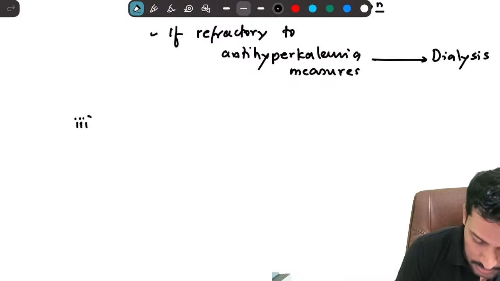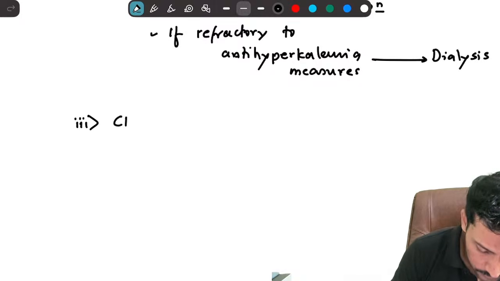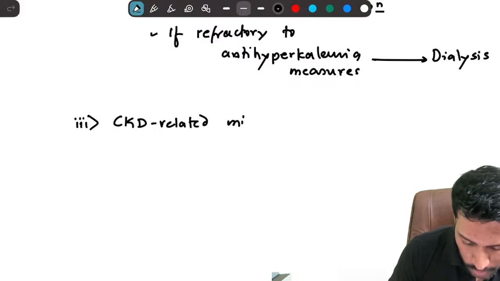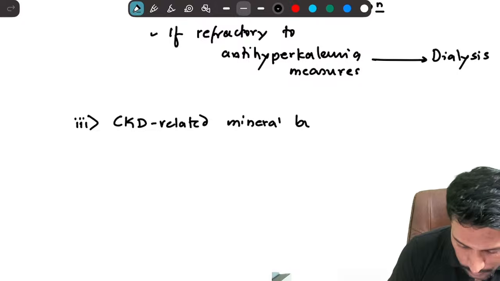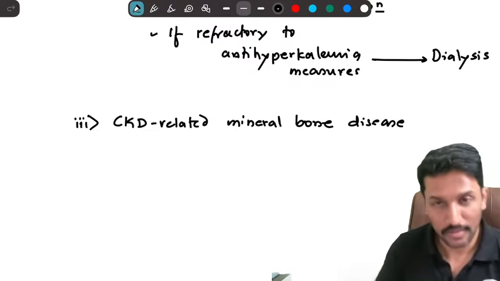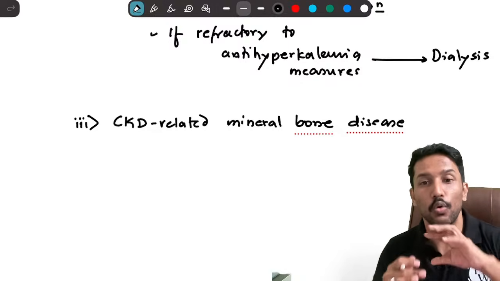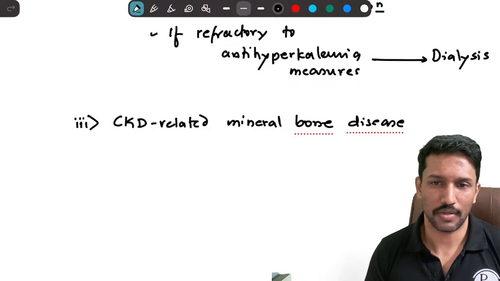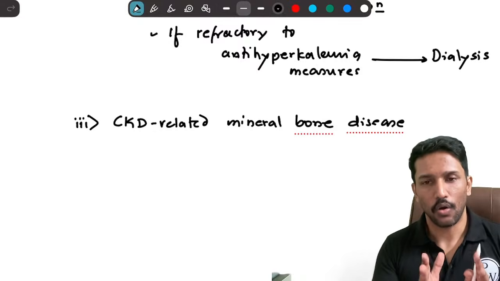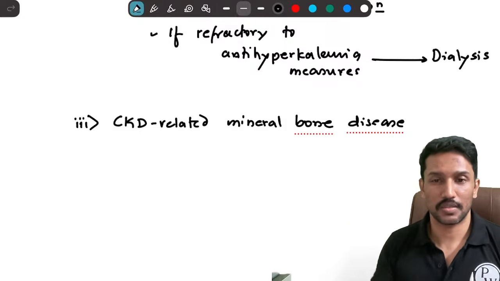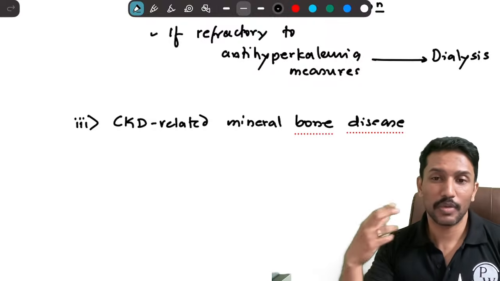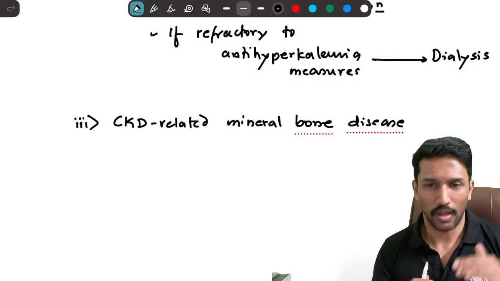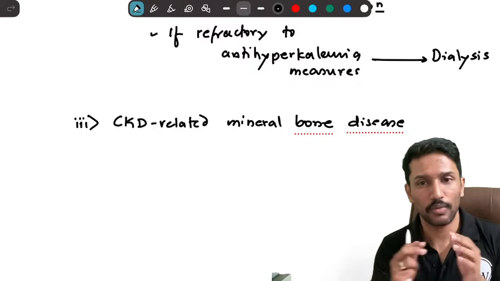The third complication that CKD can lead to, we will call CKD-related mineral bone disease. What do I mean by that? The bones get impacted in CKD. Two things can happen. Either bone turnover increases because of increased osteoclastic activity and the bones become fragile, or bone turnover decreases, gets suppressed. In that case, we will call it adynamic bone disease. So high bone turnover as well as low bone turnover both can happen.